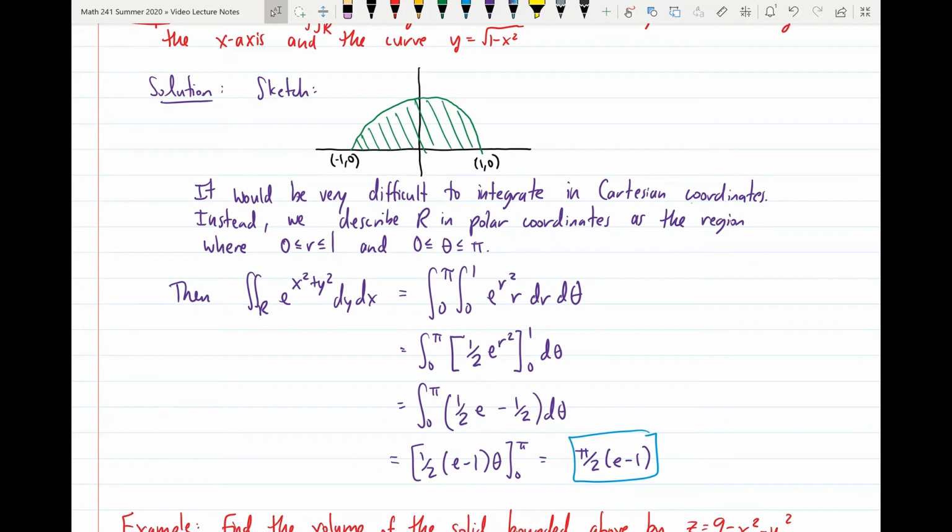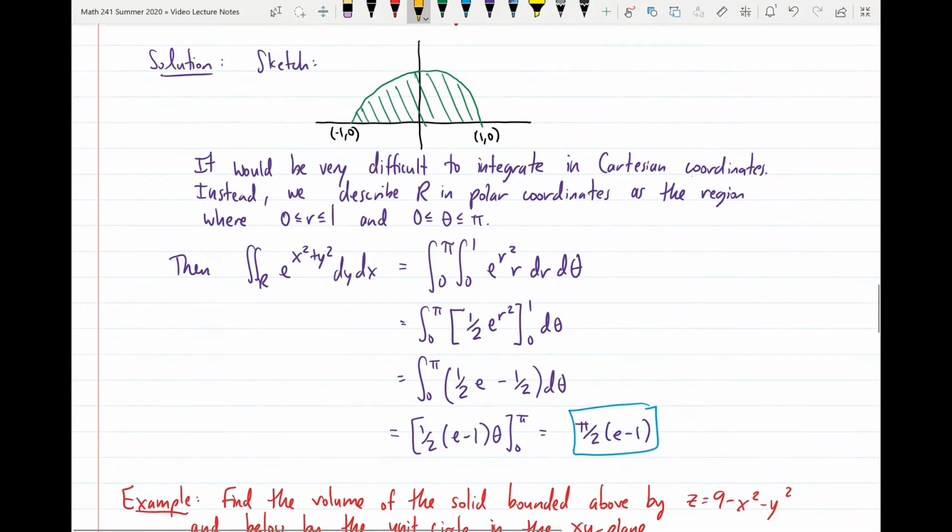So let's start off by describing R in terms of polar coordinates. Well, again, we're talking about a unit disk here. So this actually converts over to polar coordinates really nicely. I mean, better than it does in rectangular coordinates. So r is going to be between 0 and 1, and theta is going to be between 0 and pi, because we're only talking about the top half of the unit circle here.